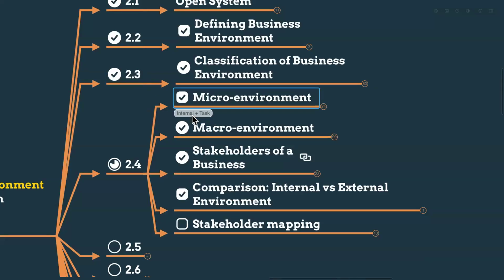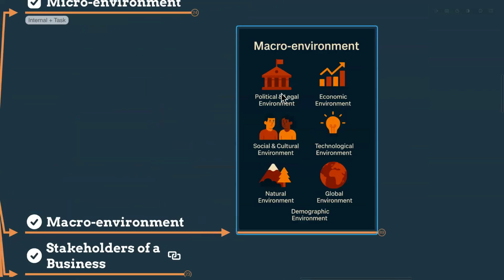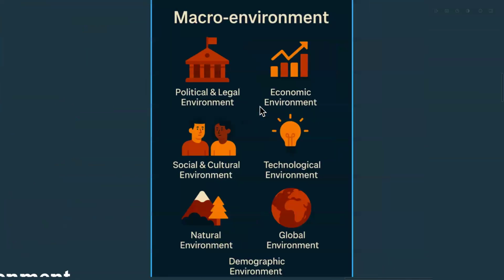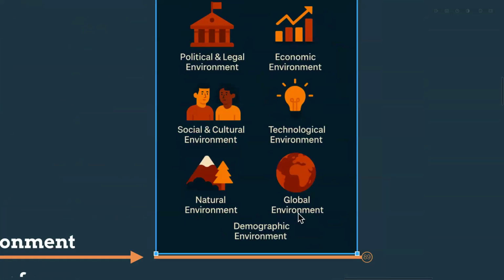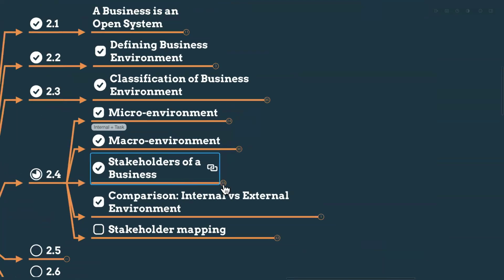Usually the internal environment consists of company values, the company's internal culture, organizational structures, their human resource, whatever resources are within the organization. The task environment we will consider as the micro environment, and the macro environment, especially the PESTLE environment, consists of political and legal, economic, technology, social, culture, natural, global, demographics. So these are the macro environment.